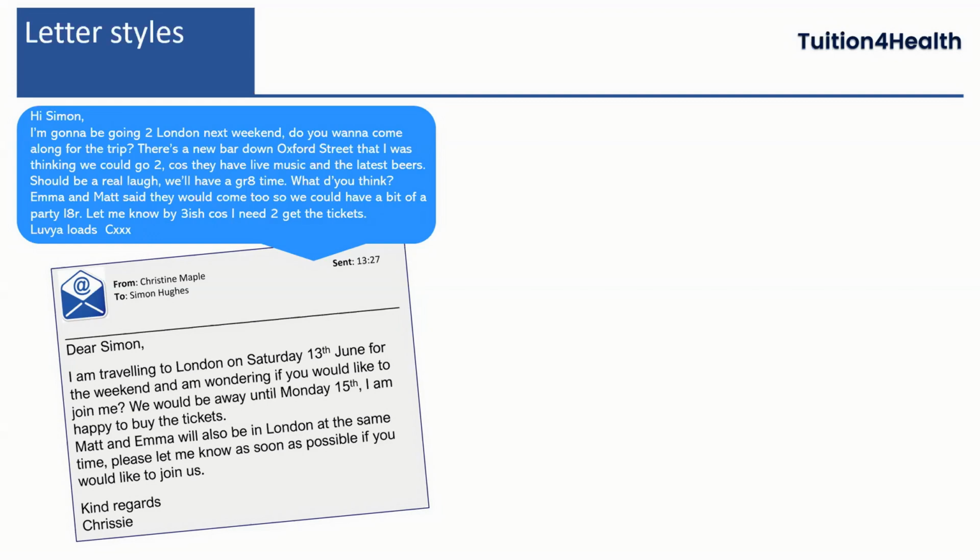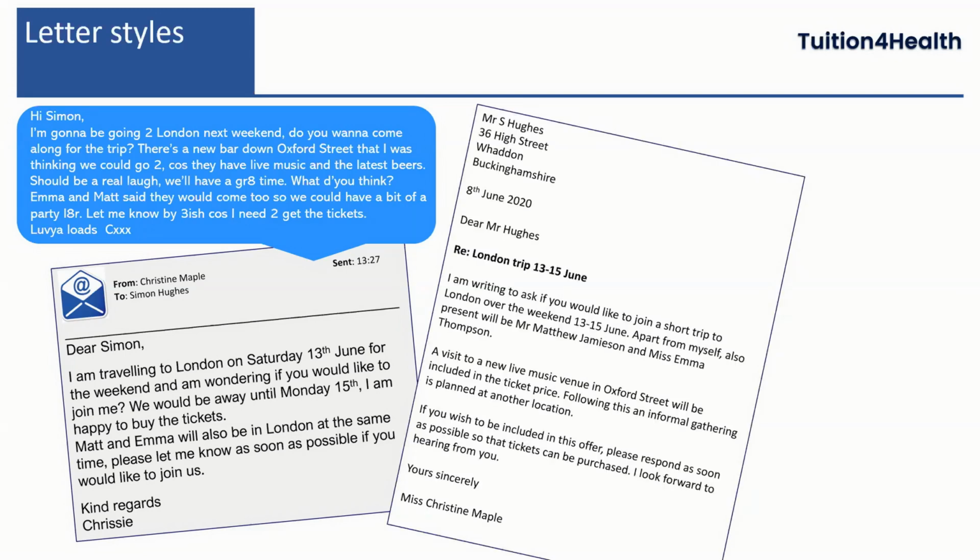A third type of writing to another person is a letter, quite often to someone you have never actually met, such as this example. Dear Mr. Hughes, re-London trip, 13th to the 15th of June. I am writing to ask if you would like to join a short trip to London over the weekend of 13th to the 15th of June.